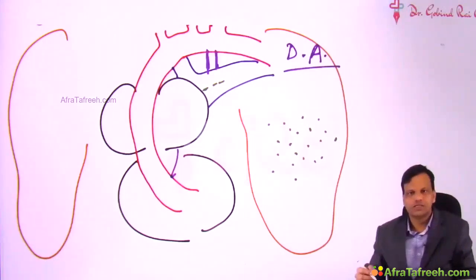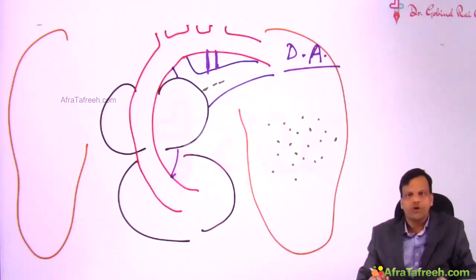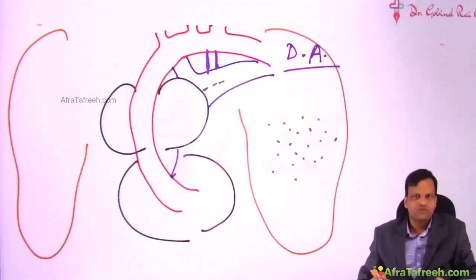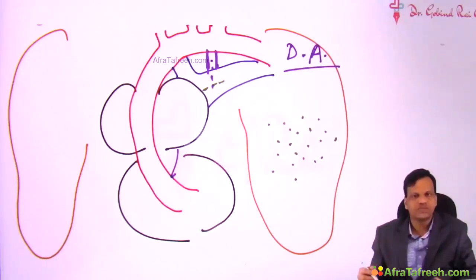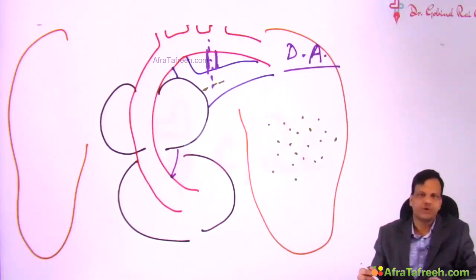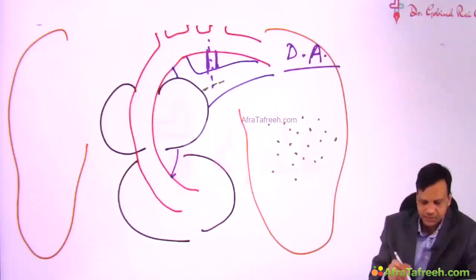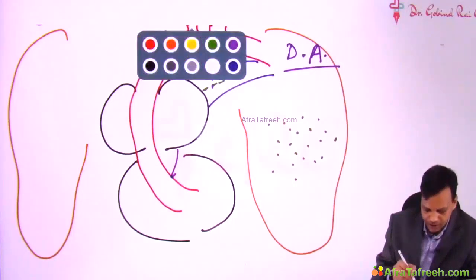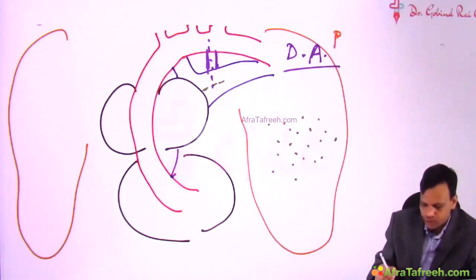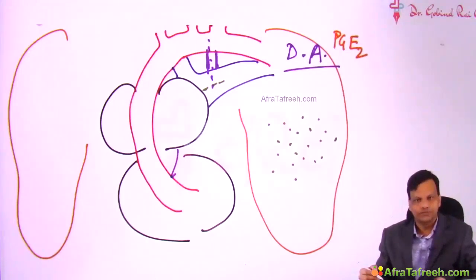So before birth, there is a tube called the ductus arteriosus, which is connecting the pulmonary trunk and aorta. Some of the blood from the pulmonary trunk can shift into the aorta, reducing the pressure here, so the vessel will not rupture. This is a protective mechanism. And this ductus arteriosus is kept open by prostaglandins, particularly PGE2. Prostaglandins like PGE2 keep the ductus open.